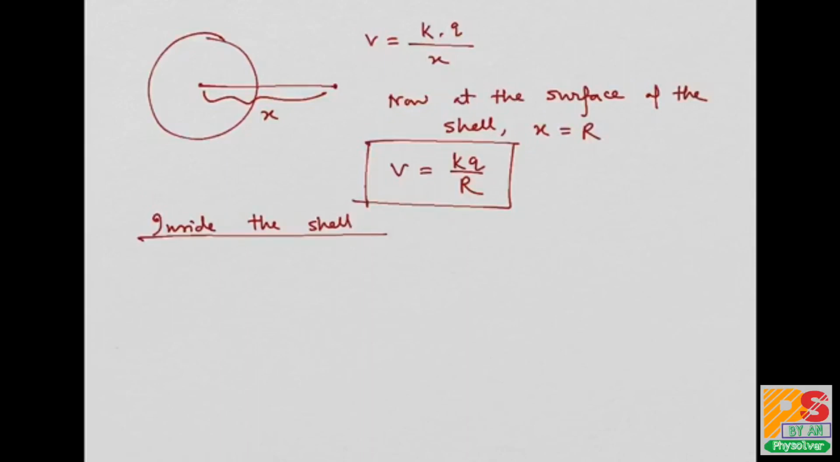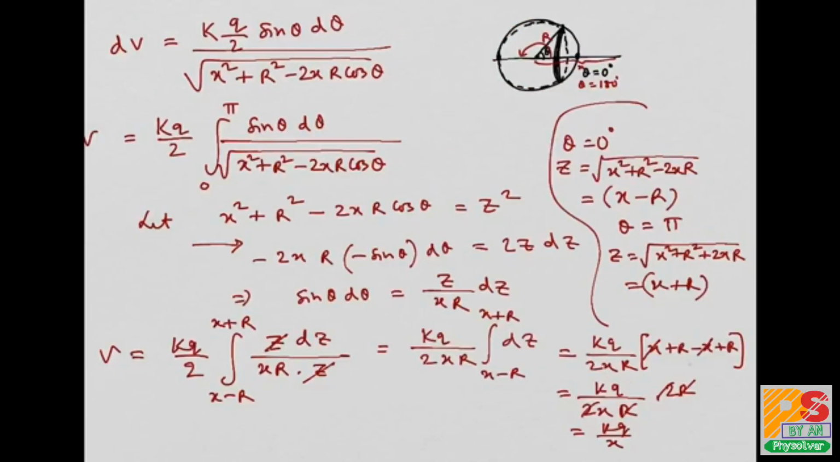Now see, the derivation is almost done. For a point inside the shell, see here x is less than the radius of the shell. Therefore I can say the entire derivation would be the same. Look at this, the entire derivation would be the same, only there is a change in the lower and upper limit.